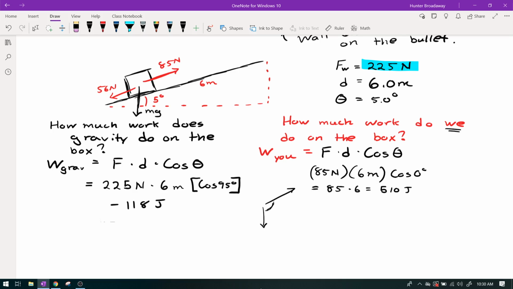How much work did the friction force do on the box?